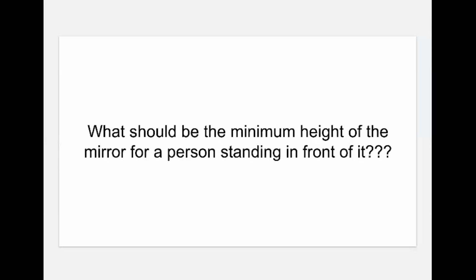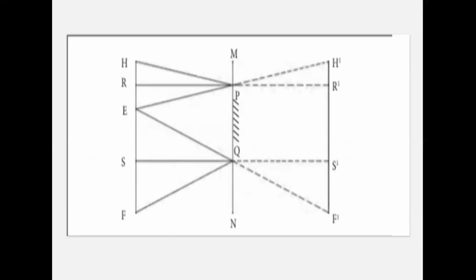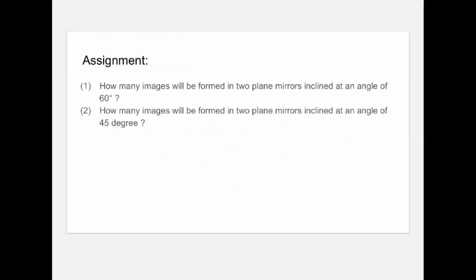Then lastly, we saw what should be the minimum height of a mirror for a person standing in front of a plane mirror. Definitely, we saw that the height of the mirror should be half of the person's height. Then we saw 2 assignment questions. Definitely, I solved them in front of you.